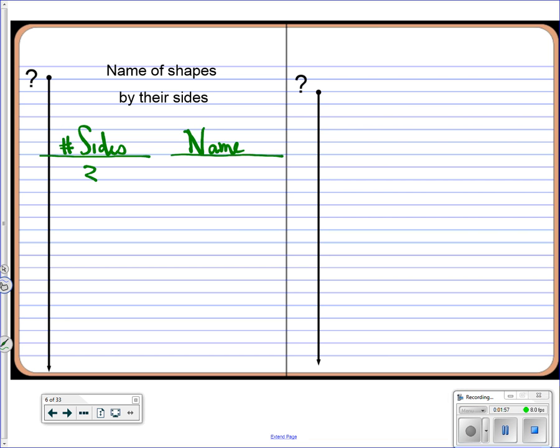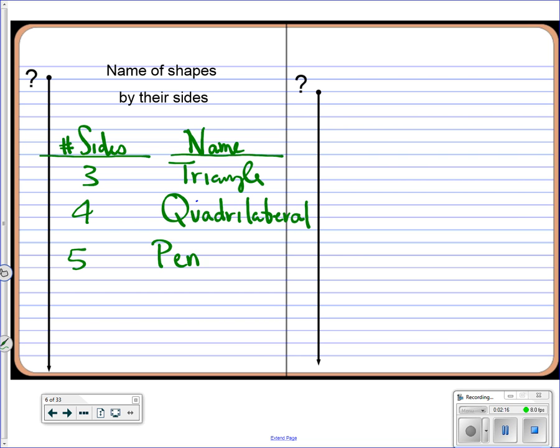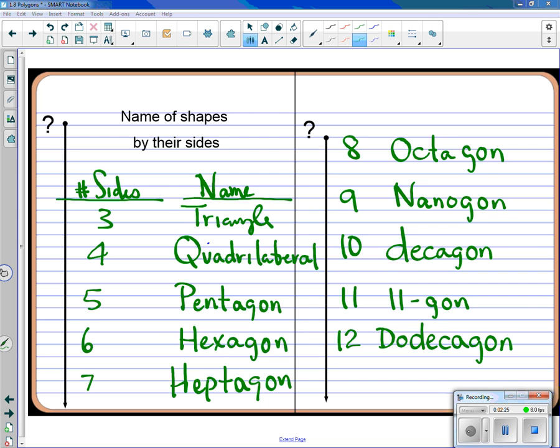Obviously, if it has three sides, it's called a triangle. Four sides, it's called a quadrilateral. Quad meaning four. Okay. And then five sides is a pentagon. Now I'm going to go ahead and finish writing these up, and then I'm going to put on pause, write them all in there so that we don't have to spend time watching me write them. All right, and there you have them.